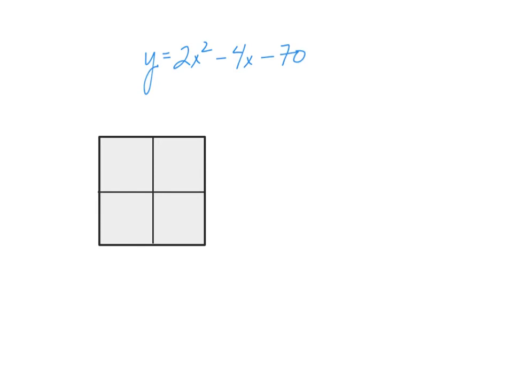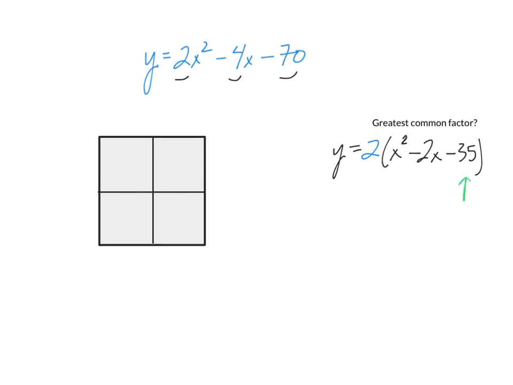The first step in factoring is always to look for a greatest common factor. Is there a number that can go into all three of these terms that I could factor out? Next, I'm going to look at my last term and think about what two numbers can multiply to get negative 35. It could either be 1 and 35 or 5 and 7.